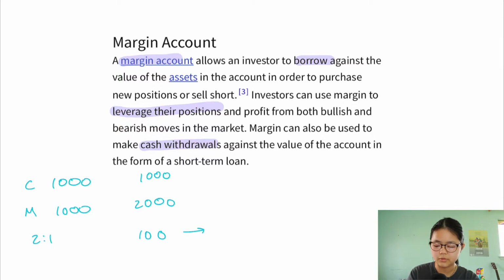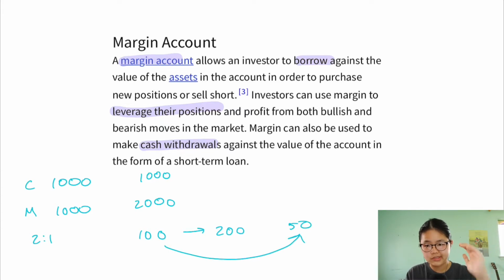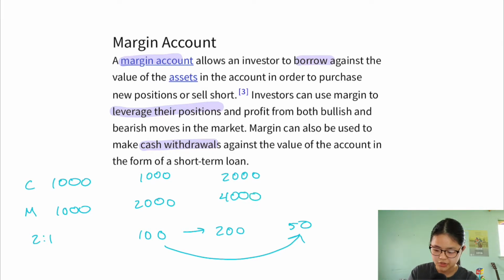In the first case, what happens if this stock doubles? And in the second case, what happens if this stock gets halved? In the case where the stock doubles, in your cash account, your $1,000 becomes $2,000, and in the margin account, your $2,000 becomes $4,000. So with some quick maths, this here is a gain of $1,000, and this here is a gain of $2,000. So cool, your wins become bigger.